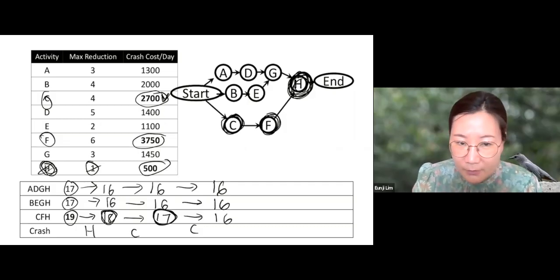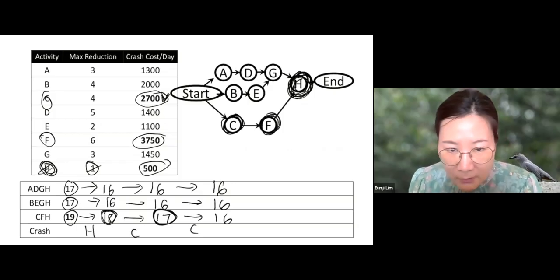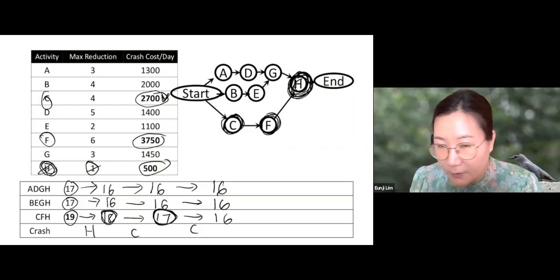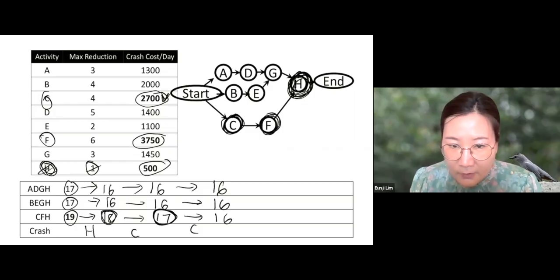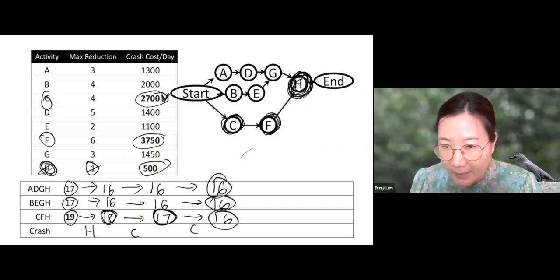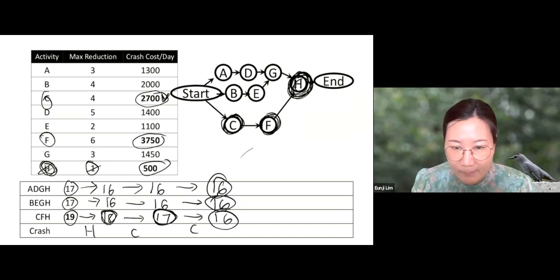Now we crashed the project by 3 days. Now we have 1 more day to go. Now which activity, which path should it crash? Now here is a challenge. We have a tie. All these activities, all these paths have the same length. They are all critical paths. So in this case, what should we do?